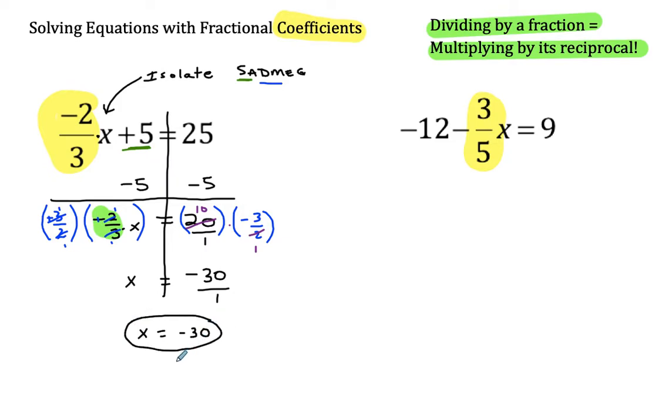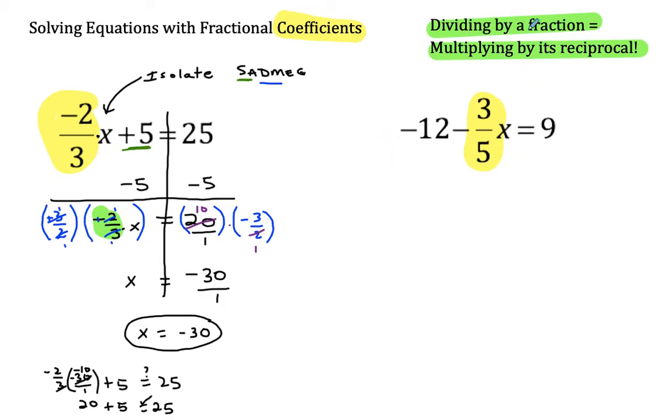There's my answer. I can plug it back in and check if I want to. So I could say negative 2/3 times 30, oh, negative 30, almost lost my sign there. I'm going to put that over 1 plus 5. Is that actually equal to 25? Well, let's see, canceling that down, that's negative 10, so that's positive 20 plus 5 sure is equal to 25. So that looks good. Let's try another one.